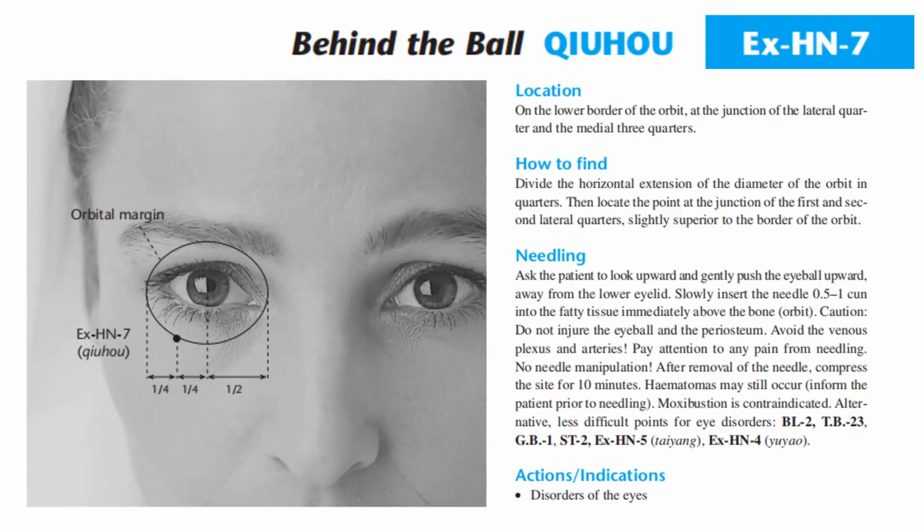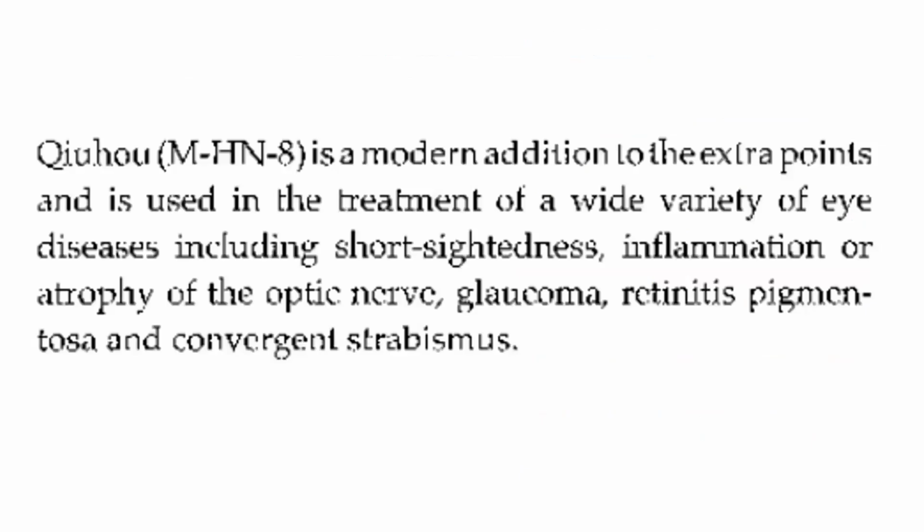Moxibustion is contraindicated. Alternative, less difficult points for eye disorders: Bladder 2, TB23, GB1, stomach 2, EX-HN5 the Taiyang, and EX-HN4 Yuyao. Actions and indications: disorders of the eye. EX-HN8 is a modern addition to the extra points and is used in the treatment of a wide variety of eye diseases, including short-sightedness, inflammation or atrophy of the optic nerve, glaucoma, retinitis pigmentosa, and convergent strabismus.